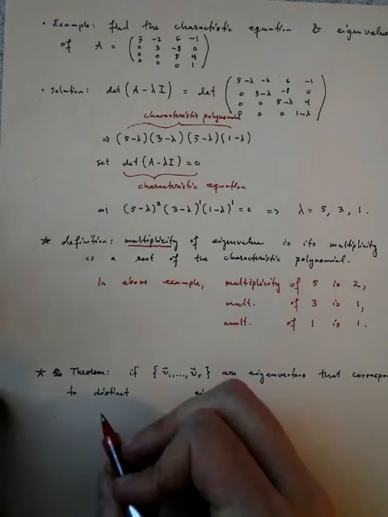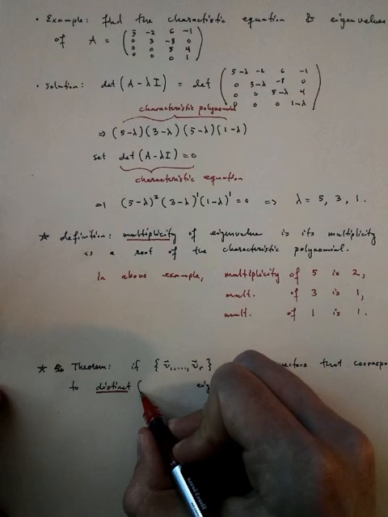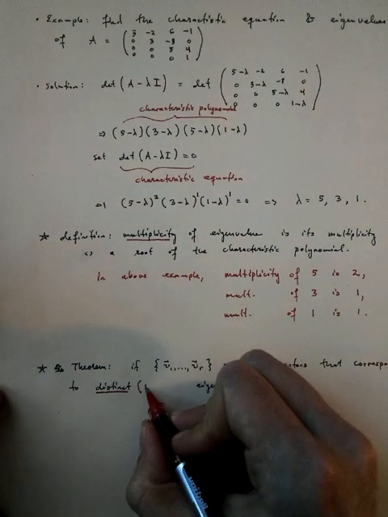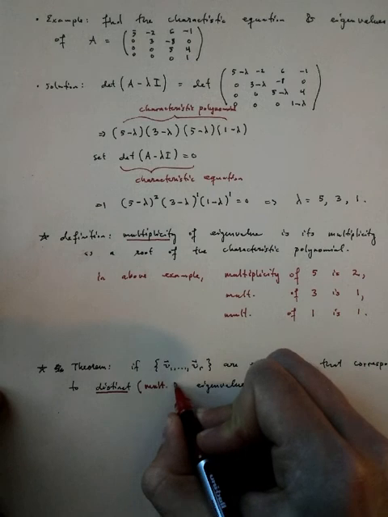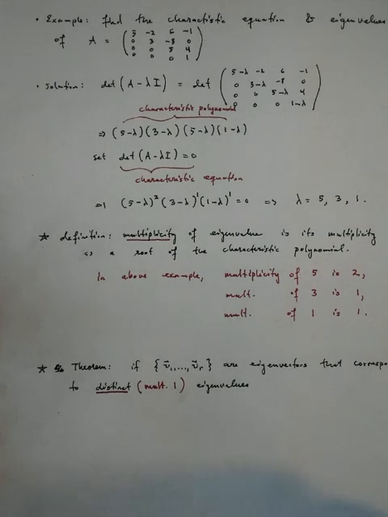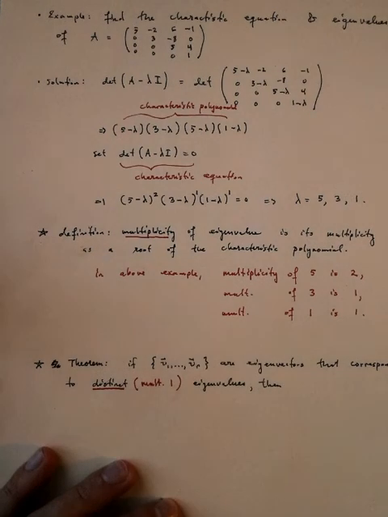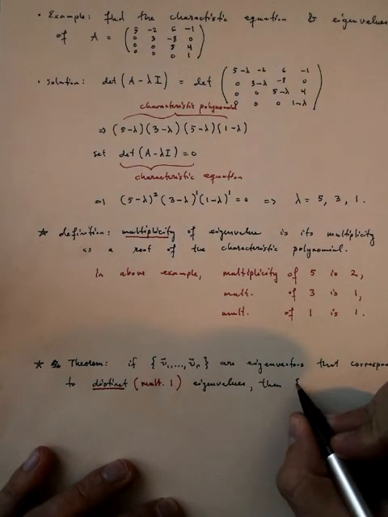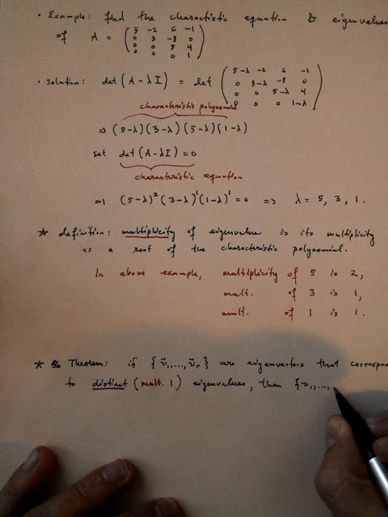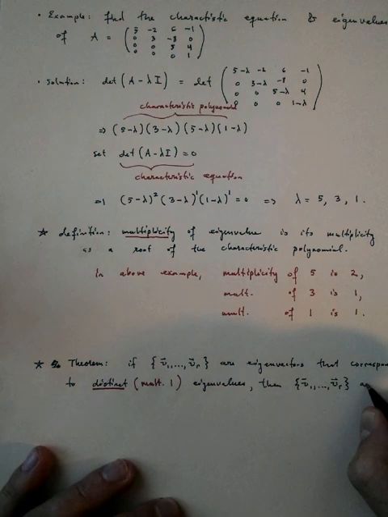so what do I mean by distinct? What I mean is that they're all different, which means in this, by this definition up here, the multiplicity is 1. Okay, there are no repeated eigenvalues. Then what I get is that V1 all the way to VR is a linearly independent set.